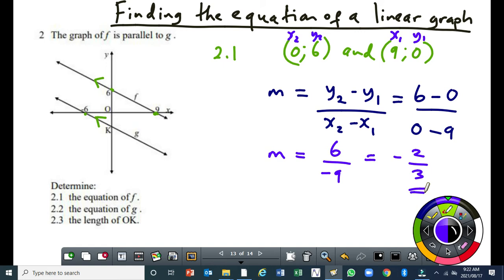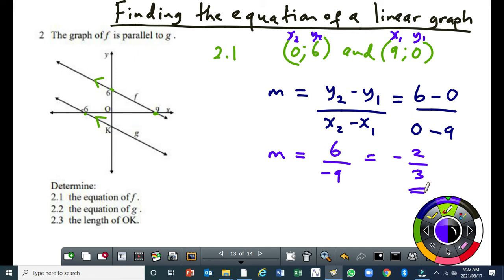What this means is, if a person is going down 2 units, they are moving horizontally by 3 units. That's what that means. It's more like a person going down a mountain. Every 2 meters you go down, horizontally you are going 3 meters. That's what this means.